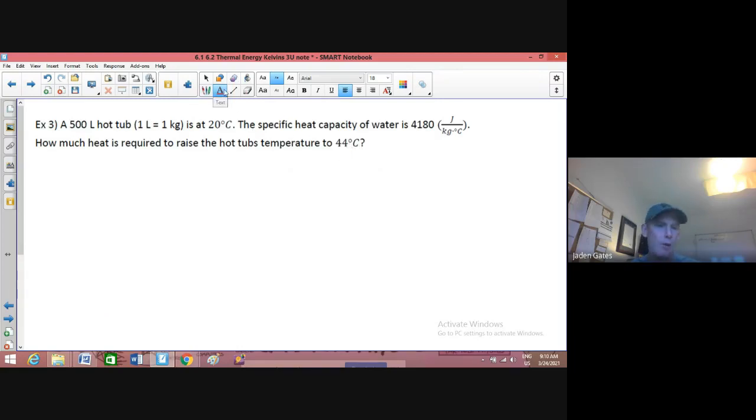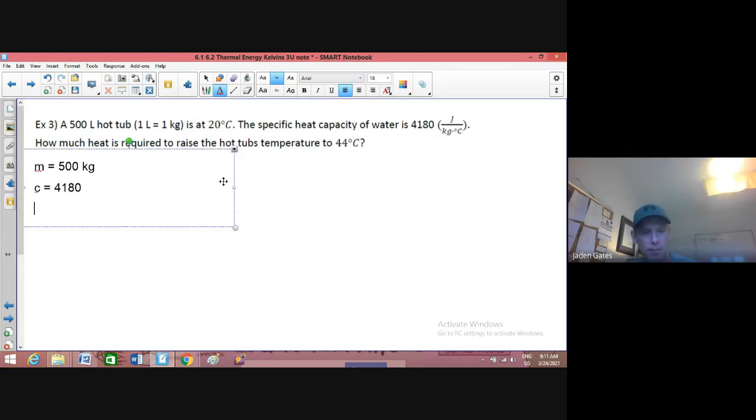All right, so again, looking at our variables here. The first one is the mass. The mass of this thing is 500 kilograms, because it's 500 liters. Our specific heat capacity is 4,180, and again, I'm staying away from the units here because they're crazy and they don't really mean a whole lot to us. I'm not going to ask for them either.